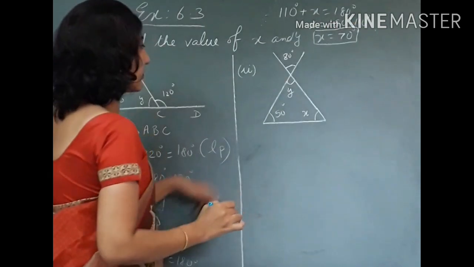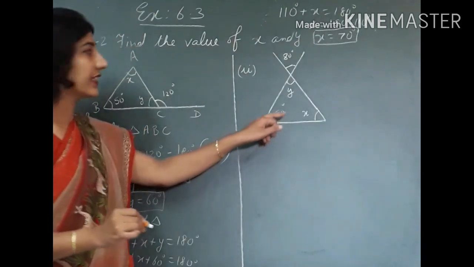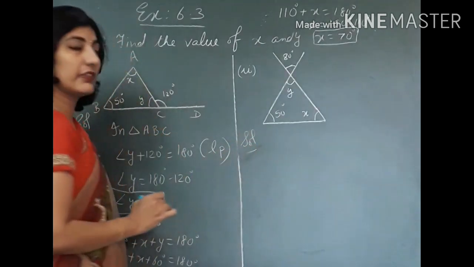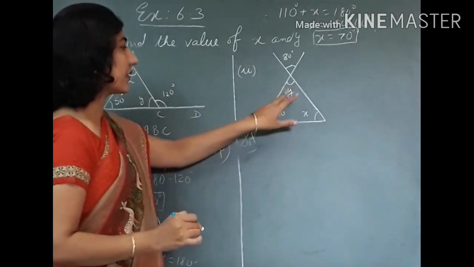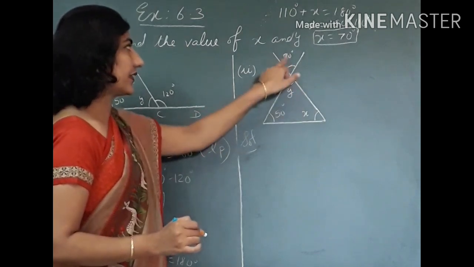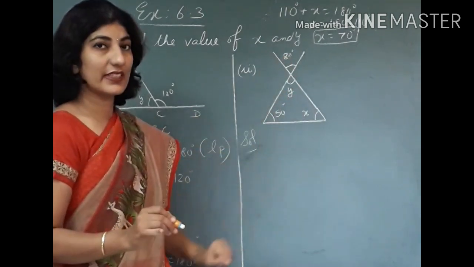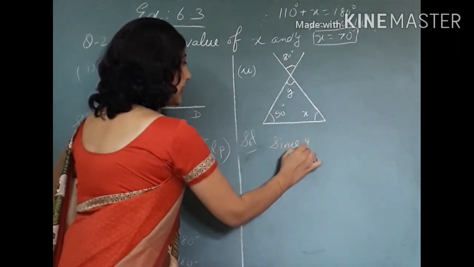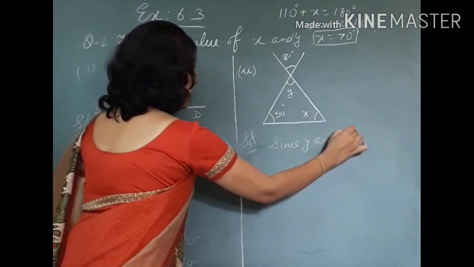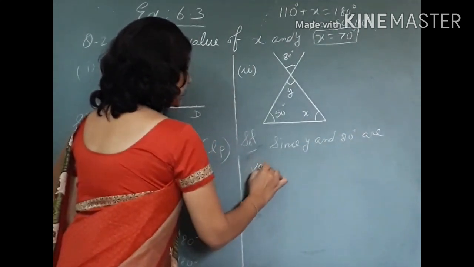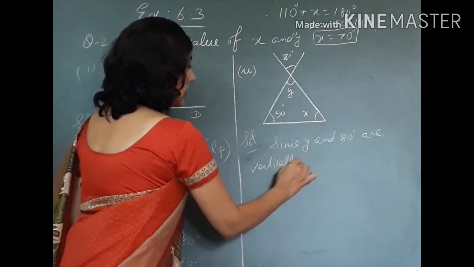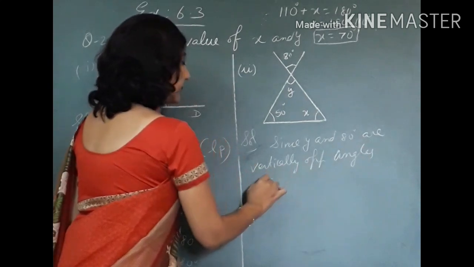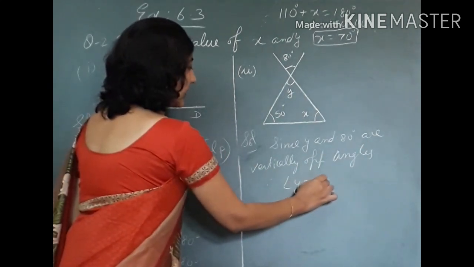Then the second part, one more figure is given here. This is 50 degrees, x, y and this is 80 degrees. So here also what I will do, see two unknowns are given. So first I will find this y using this 80 degrees. This 80 degrees and this y are vertically opposite angles. So you will write, since y and 80 degrees are vertically opposite angles, therefore angle y equals 80 degrees.